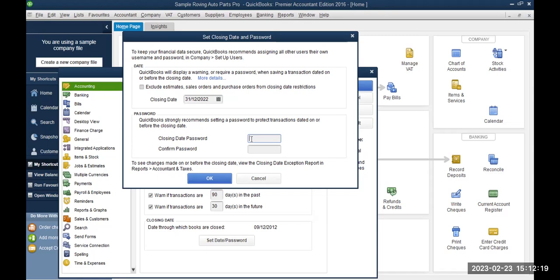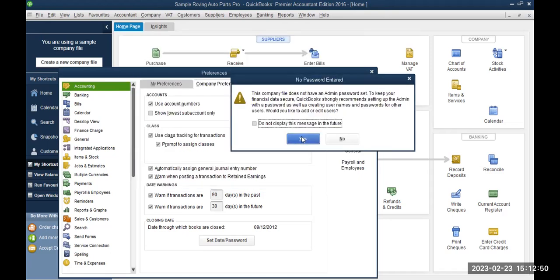So what's the need of putting the closing date, okay? QuickBooks will display a warning or require a password when saving a transaction dated on or before the closing date, okay? This excludes, of course, estimates, sales orders and purchase orders from the closing date restriction, but all the other ones will be restricted. So let me put a password, confirm password. Okay, so now if, for example, no password entered. I hadn't set an admin password when we were starting out, okay.